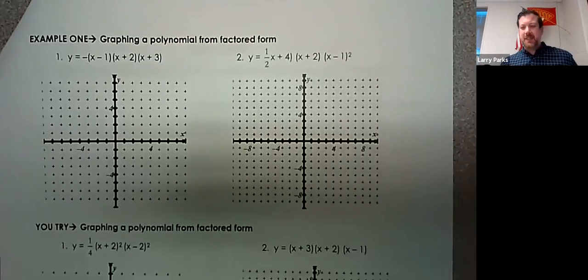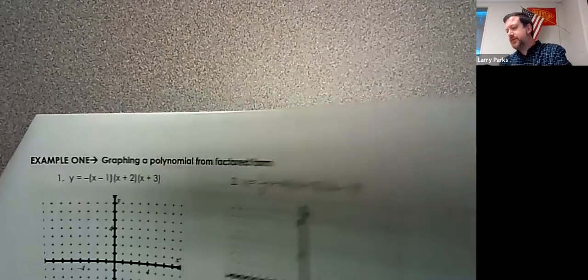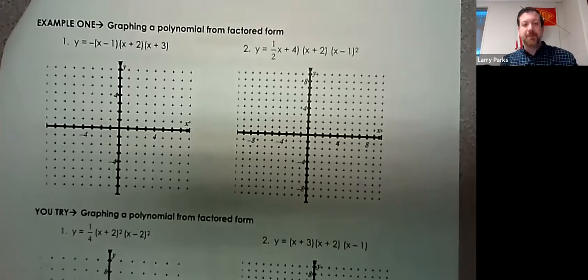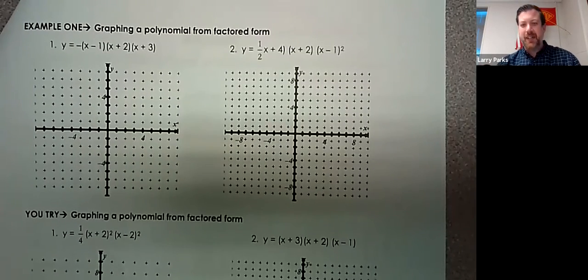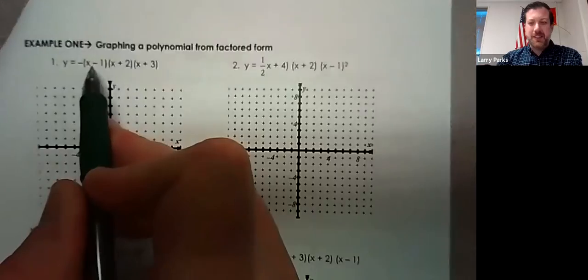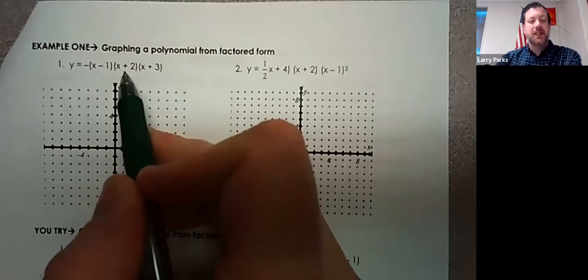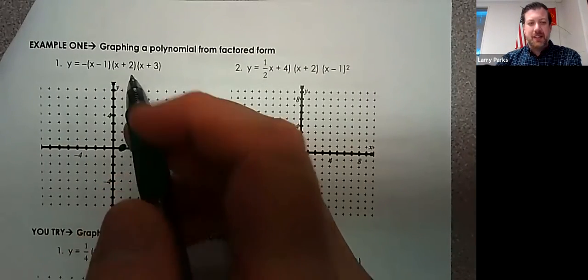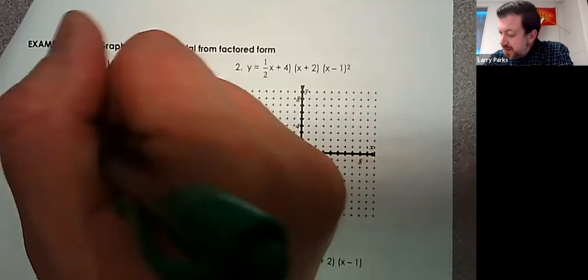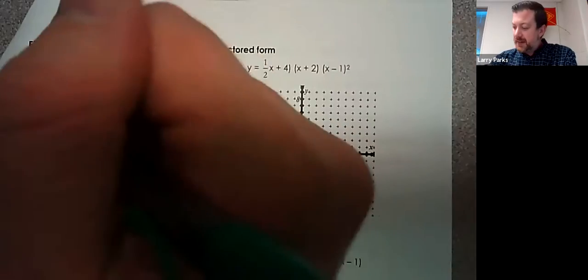That was a quick summary. Let's go ahead and talk about how to graph. Okay, we're doing good on time. So when I look at this, it's in factored form. So the first thing I would do is I would recognize that the solution for x minus 1 is 1. The solution for x plus 2 is negative 2. And the solution for 3 is negative 3.